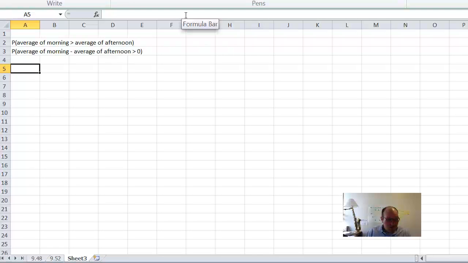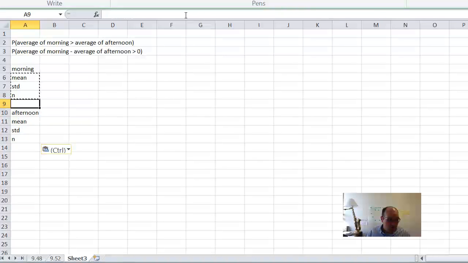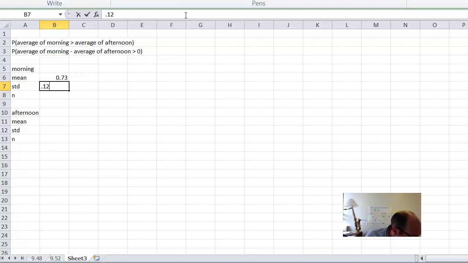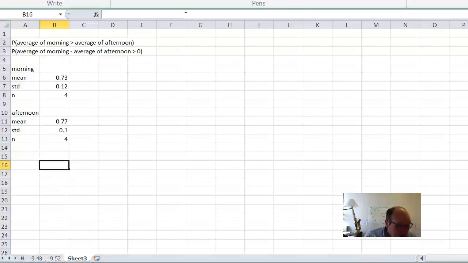All right. So let's just copy down some things. So here's morning. Let's see, mean, standard deviation, and then n. And then here we'll see afternoon. And mean, standard deviation, and n. So in the morning, the mean was 0.73, standard deviation of 0.12. And we're going to take a sample of 4, right, for each of these. 4 randomly selected classes. In the afternoon, it's 0.77, the standard deviation of 0.10, and also 4.